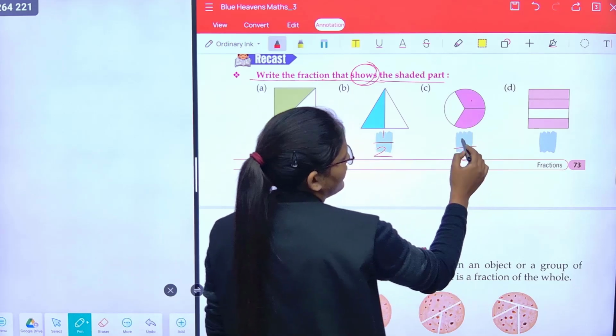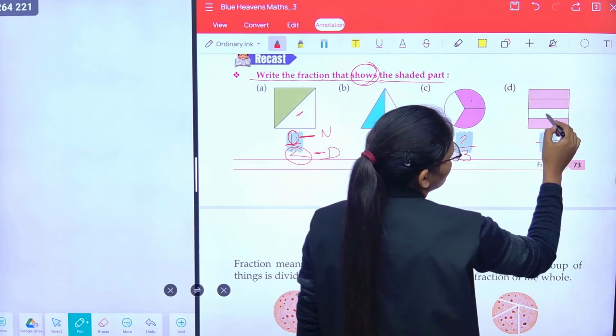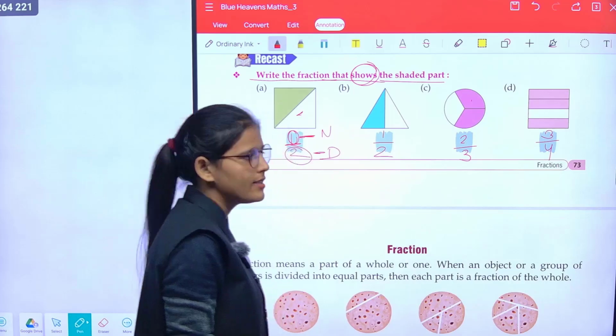How many parts are shaded? 2. 1, 2, 3, 4. 4 parts in total. How many parts? 1, 2, 3. 3 are shaded. Understood class?